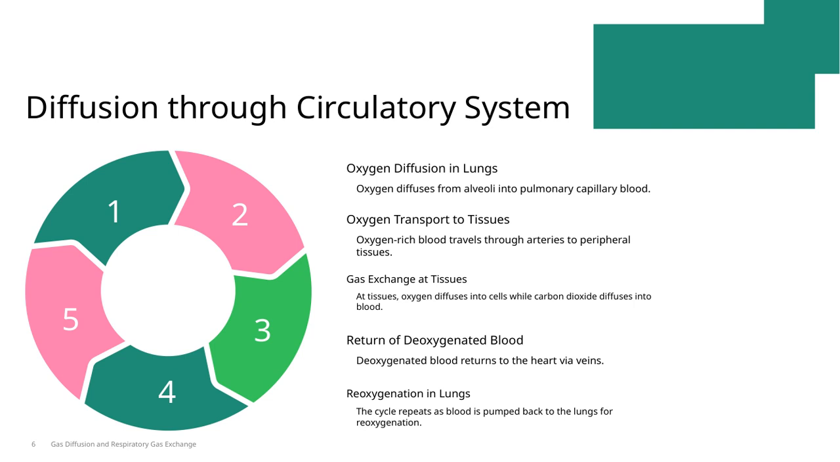Meanwhile, carbon dioxide produced by the cells diffuses back into the blood, ready to be carried away. This entire system is beautifully efficient, ensuring that oxygen is constantly supplied to tissues and waste gases are removed. It highlights how diffusion through the circulatory system plays a crucial role in maintaining our overall respiration and cellular function.